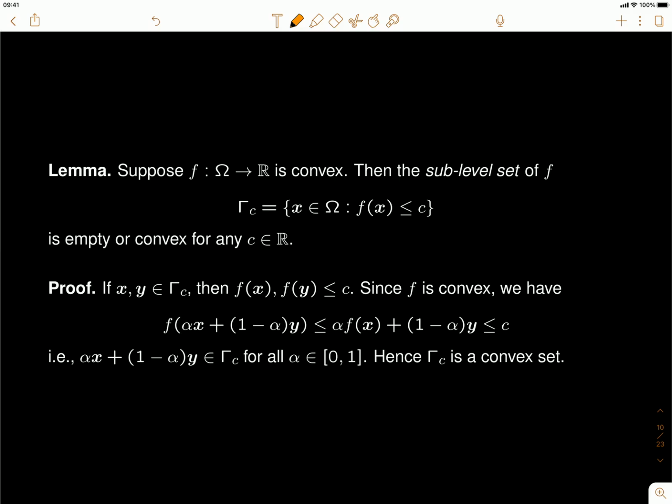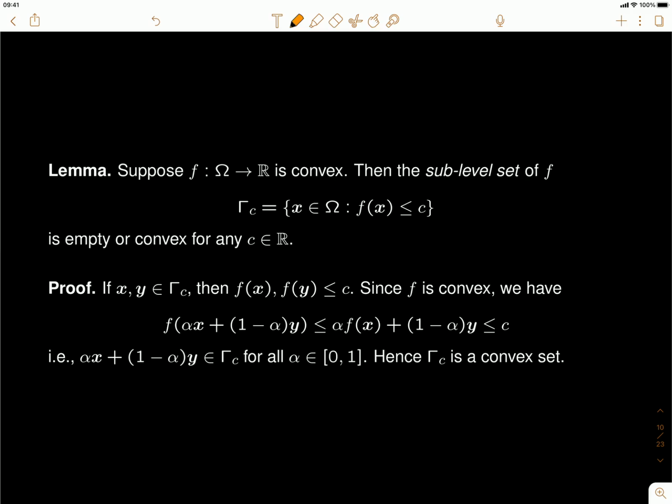Okay, so let's begin with this lemma. So what is a sublevel set? We also know the level set. Here is a sublevel set, which means the set of points. So you specify the c here. Then the sublevel set of function f is all the points whose function value is smaller than or equal to c.